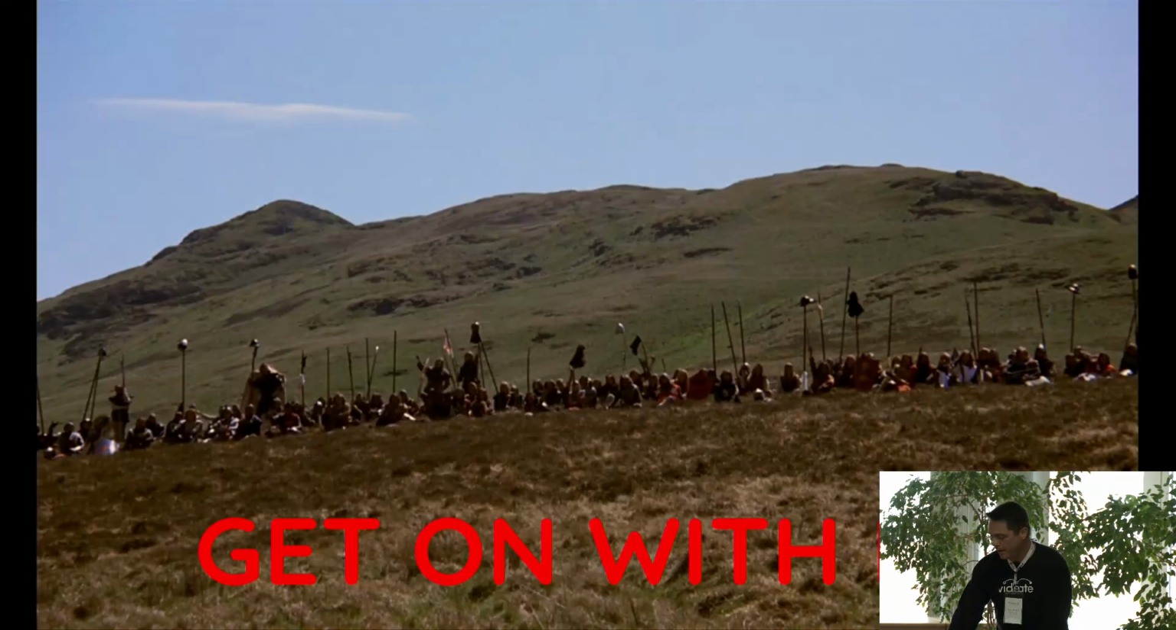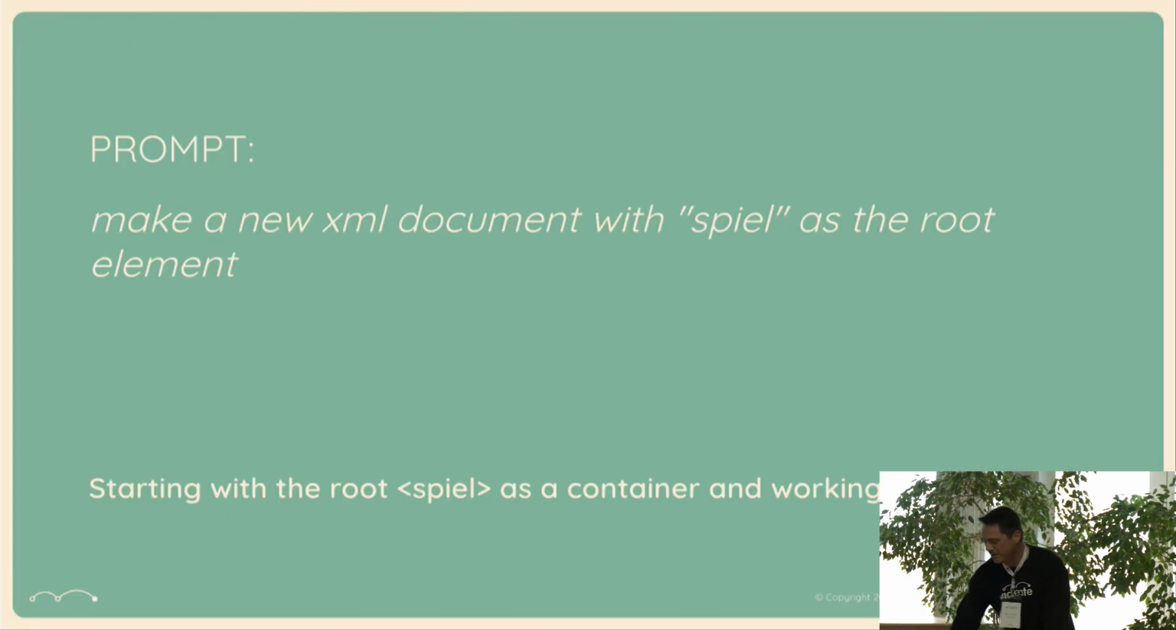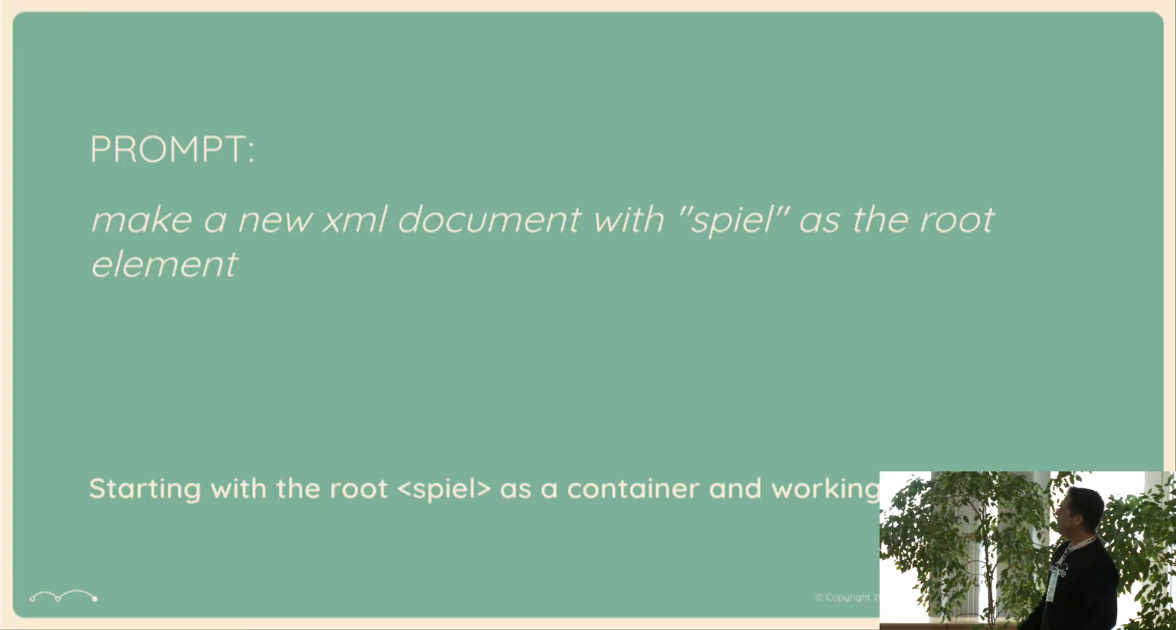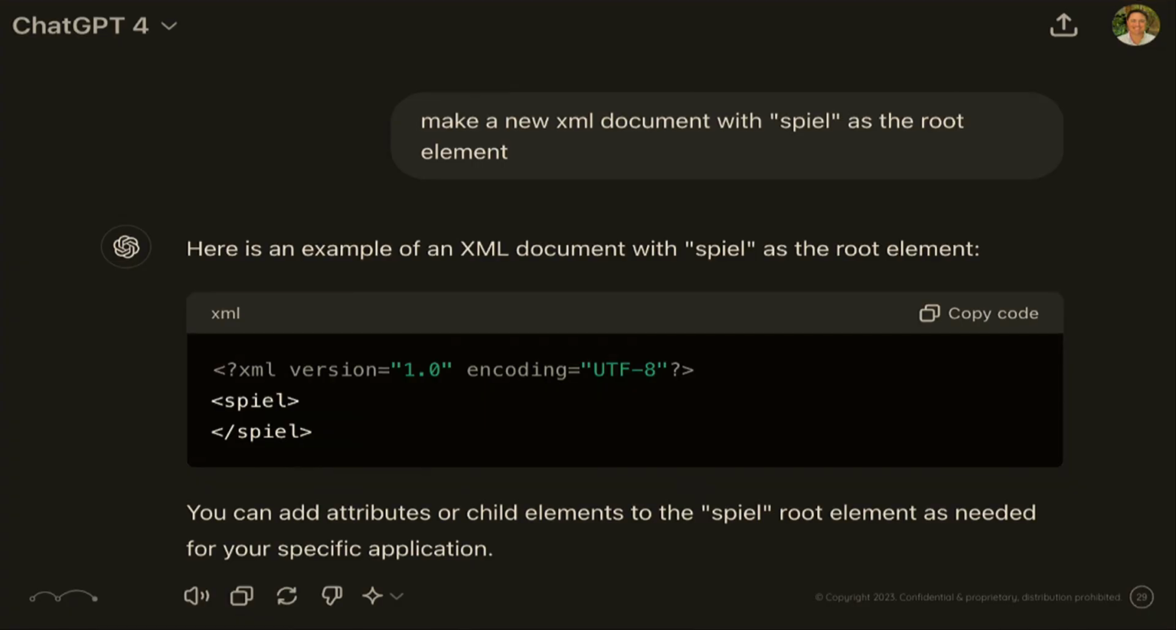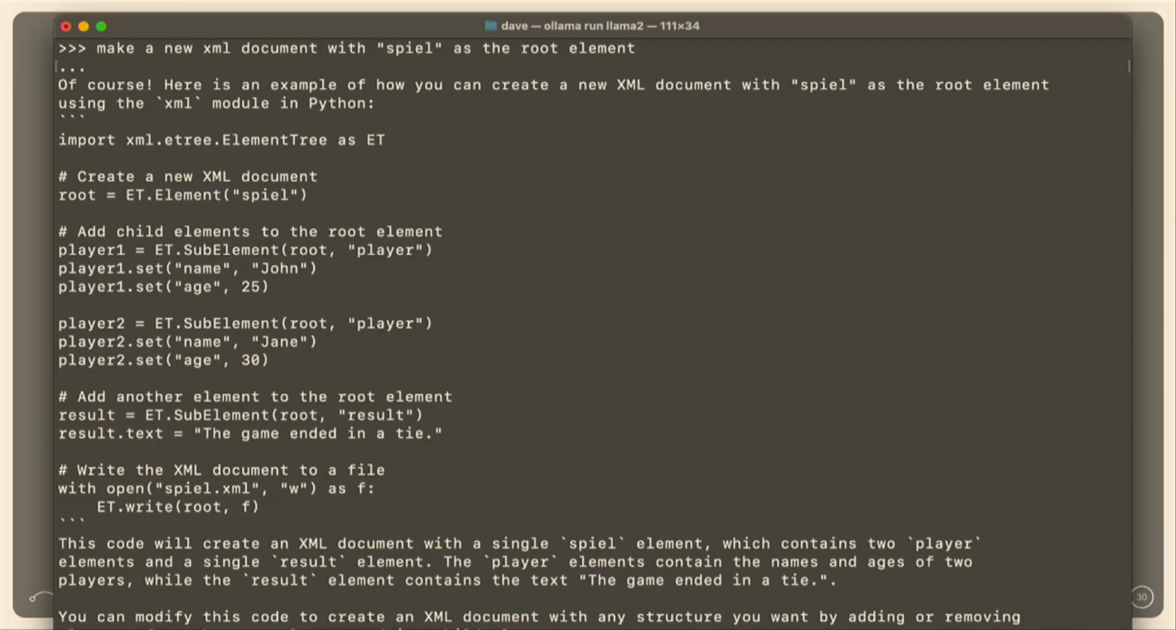Okay. And now for our get on with it moment. Okay, so let's actually do the thing. So all right, make a new XML document with Spiel as the root element, okay? I tried a bunch of different methods, and of course ChatGPT gets it, does a really good job. There's our well-formed XML doc. And so did all the prior GPTs as well, but they were obsoleted.